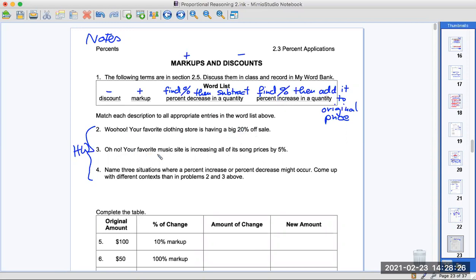Here's another one. Oh no, your favorite music site is increasing all of its song prices by 5%. Is it a discount, a markup, percent decrease, or percent increase?